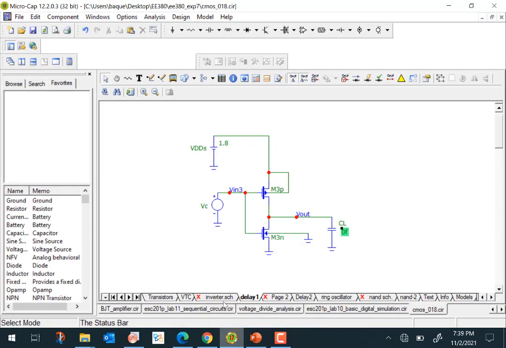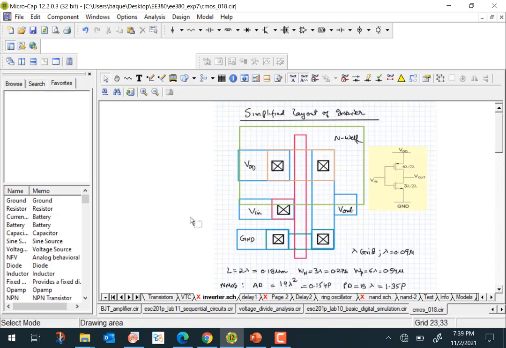So for an inverter, to calculate these capacitances properly, one normally needs to do a layout. We'll not go into the details. We've done a simplified layout of the transistors of this inverter. This is our NMOS transistor, this is a PMOS transistor, this is the gate, this is where we apply input, and this is where we take the output.